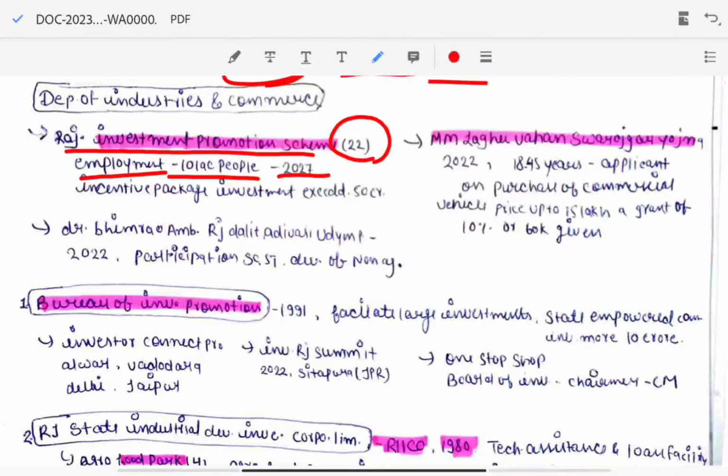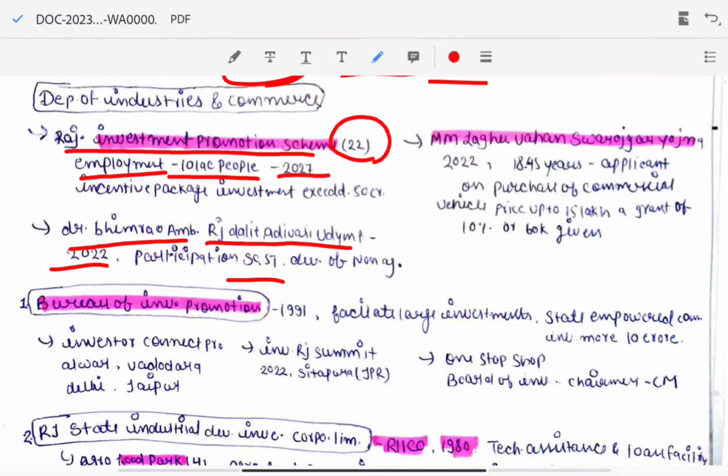That will be on if the investment exceeds 50 crore. Then we have Dr. Bhimrao Ambedkar Rajasthan Dalit Adivasi Udyam Protsahan Yojana. It was also launched in 2022. It is basically for the participation of SCs and STs in the development of the non-agriculture sector.